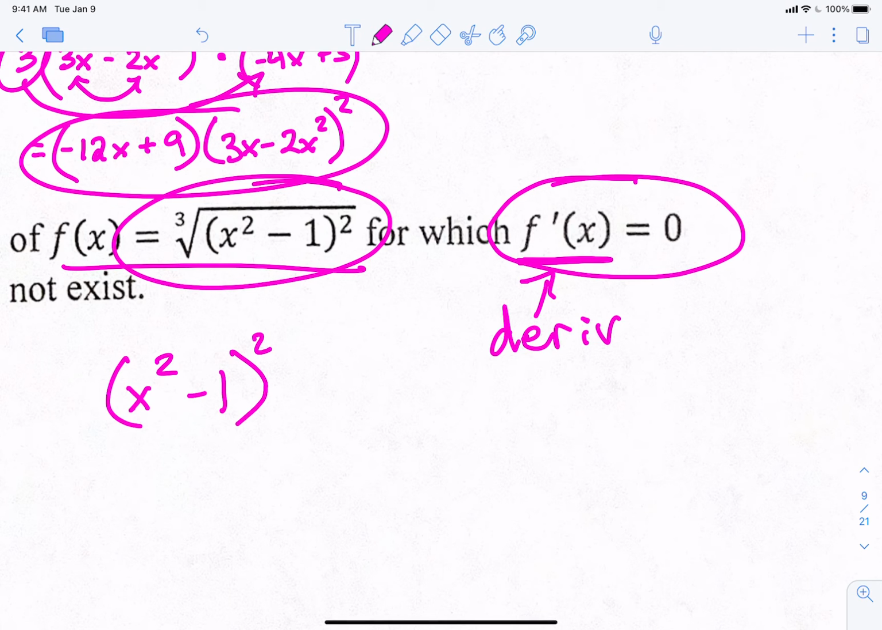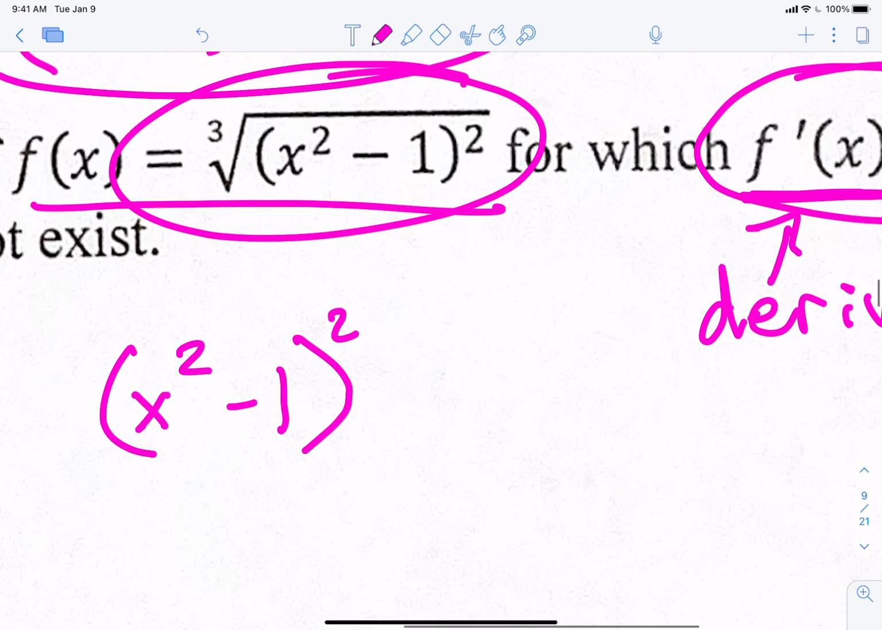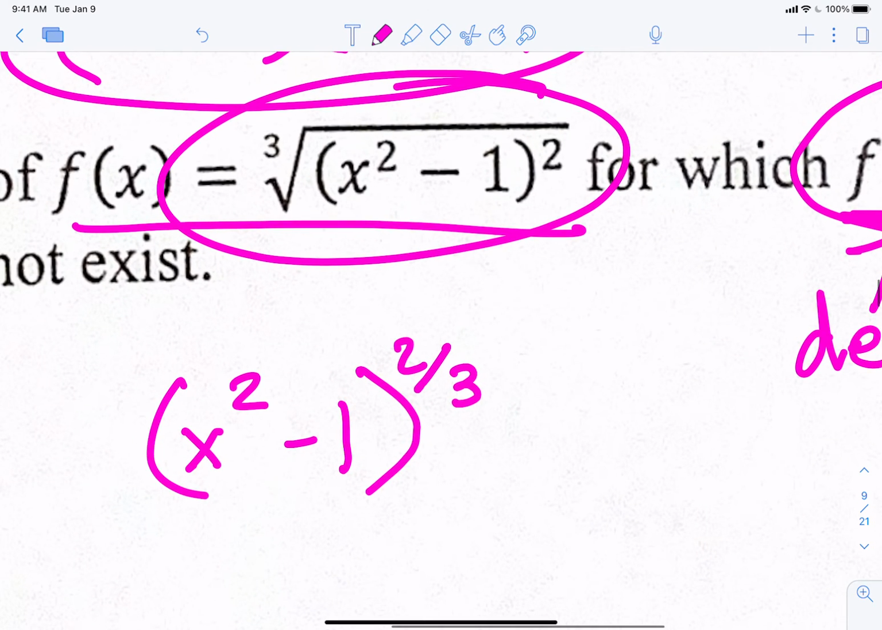But what does the cubic root actually mean? To the 1/3 power, but since there's a 2 already there, it will be to the 2/3 power. Does that make sense? You get rid of the radical before you do the chain rule. Okay, so it's going to be to the 2/3 power. Make sense? Good?